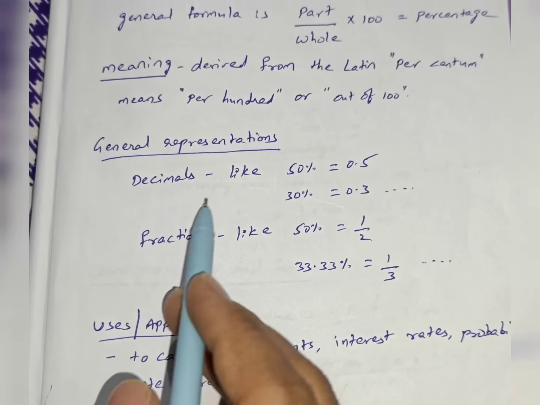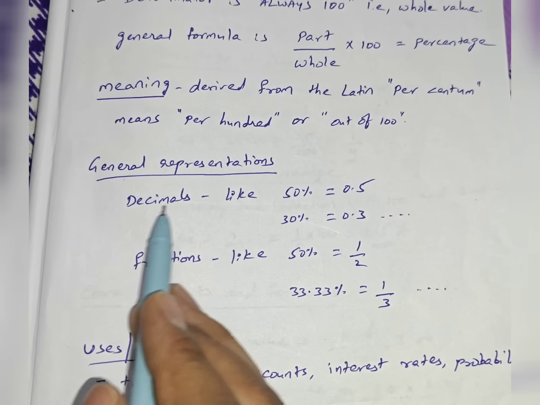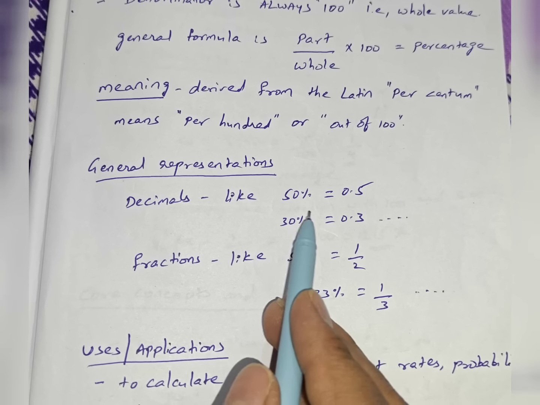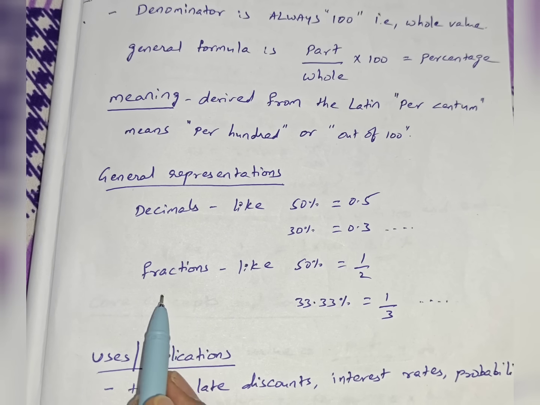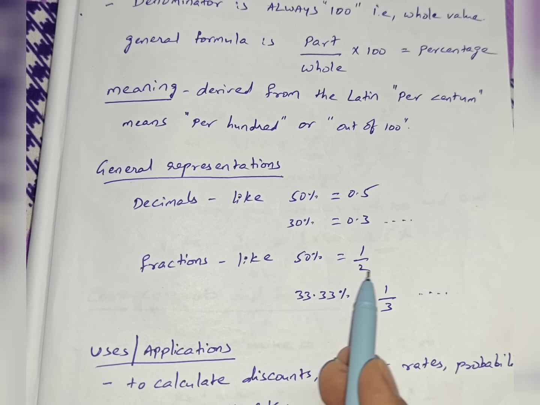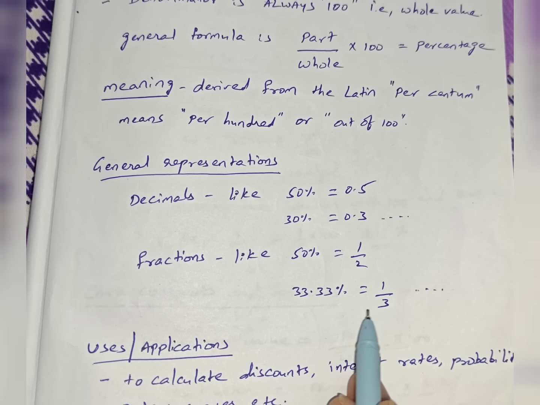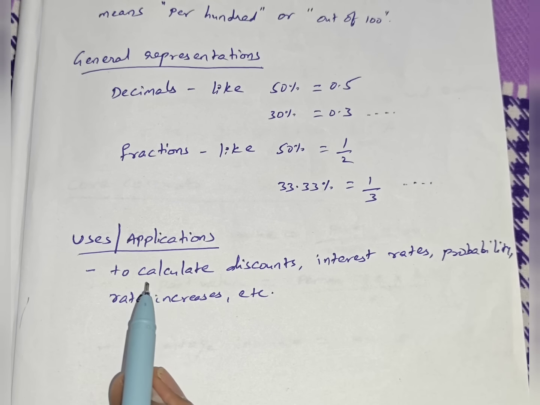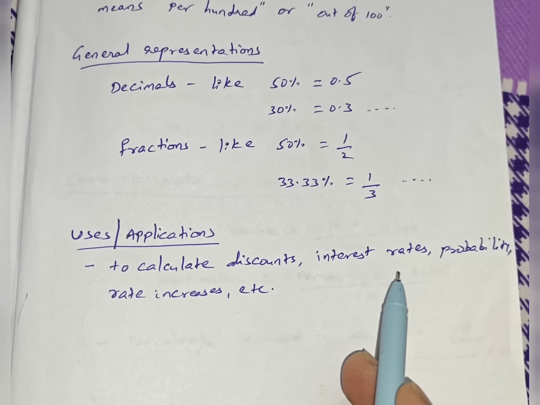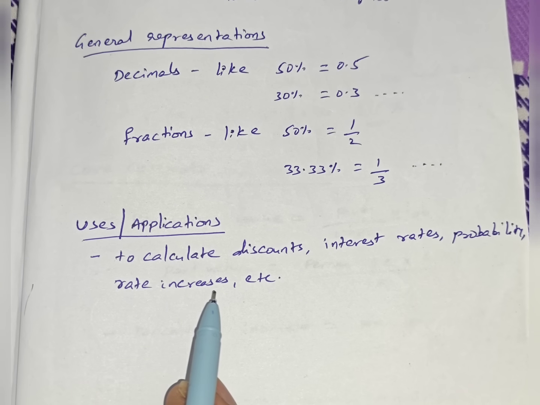The general representations go like decimals: 50% is 0.5, 30% is 0.3, and so on. And fractions like 50% is 1 by 2, 33% is 1 by 3, and so on. Percentages are generally used to calculate discounts, interest rates, probability, rate increase, etc.